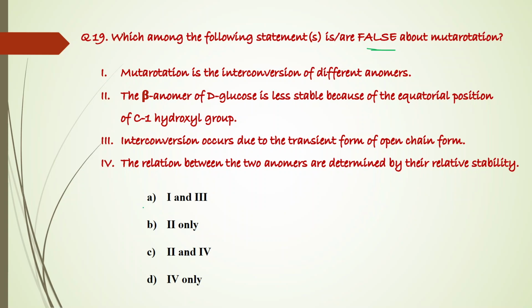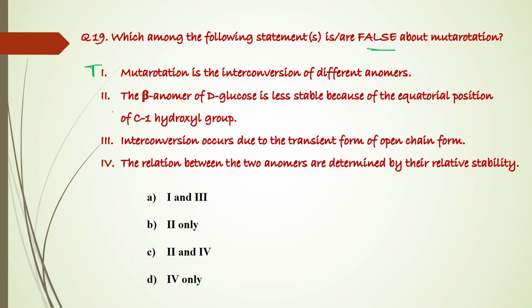First one: beta rotation is the interconversion of different anomers. Yes, beta rotation is the interconversion of different anomers. You have your alpha and beta form. These are the anomers, and due to their interconversion, this is what we call beta rotation, going from alpha to beta through an open chain conformation. So our first statement was a true statement.